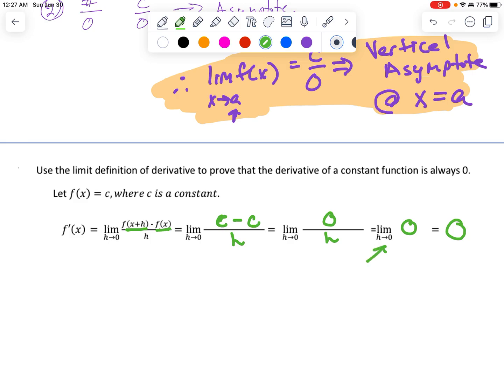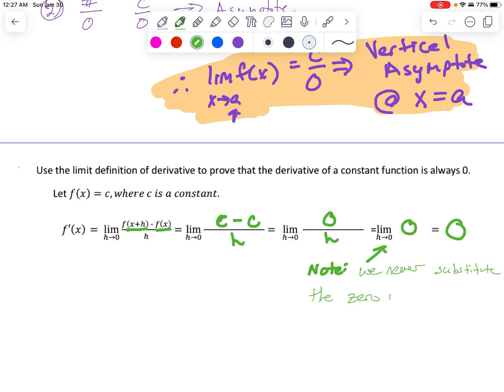So note that we never substitute the 0 in the denominator because we simplified until there was no denominator.